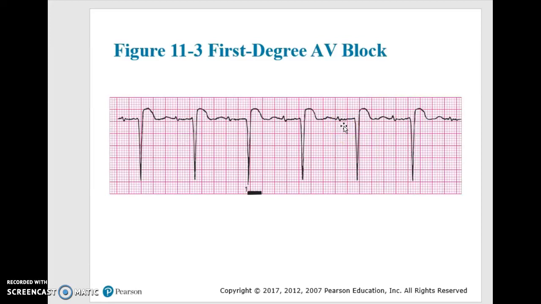0.24 is greater than 0.20, so we automatically know we're dealing with a first degree AV block, because these PR intervals are constant from here to here to here to here, and they're followed by a QRS. We did not lose any of our QRSs anywhere on this strip. So we're simply looking at a delay in the electrical conduction, which you see here by the extended PR interval.